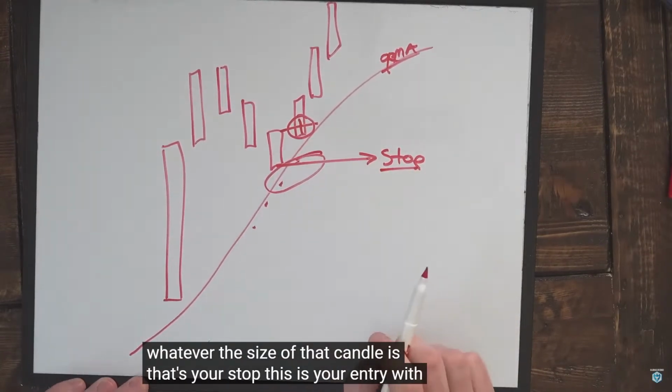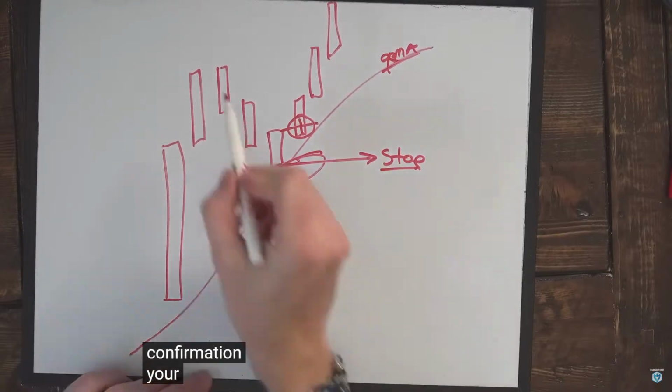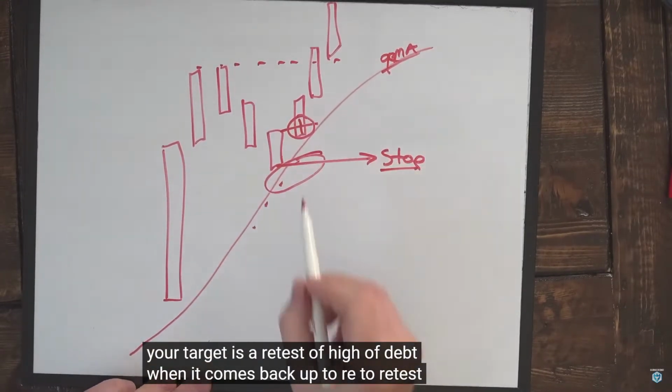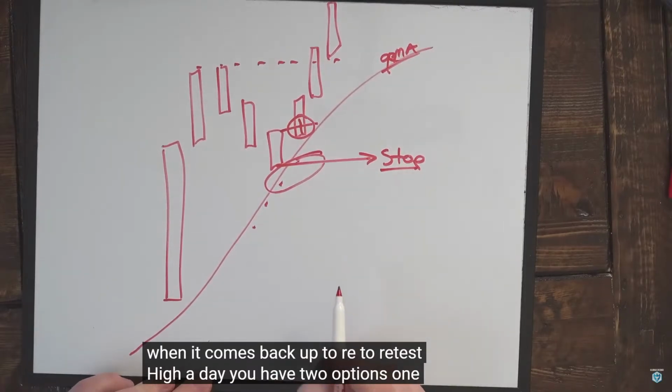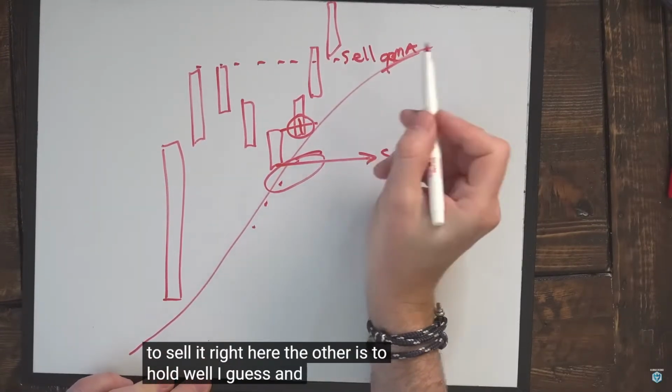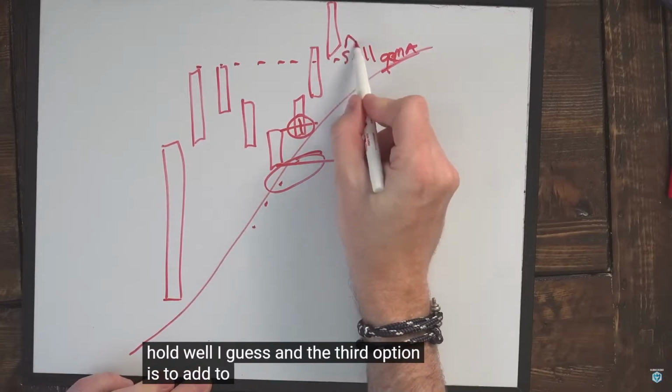This is your entry with confirmation. Your target is a retest of high of day. When it comes back up to retest high of day, you have 2 options. One is to sell it right here. The other is to hold. Well, I guess the third option is to add to the position.